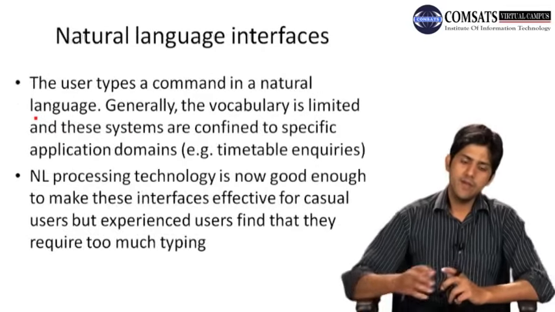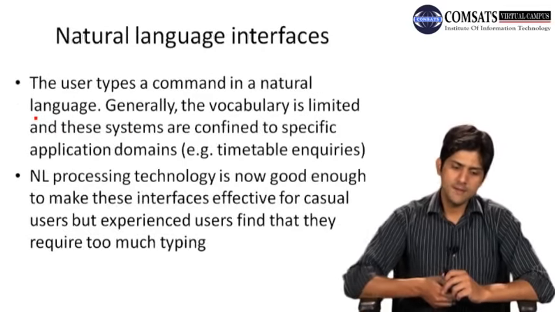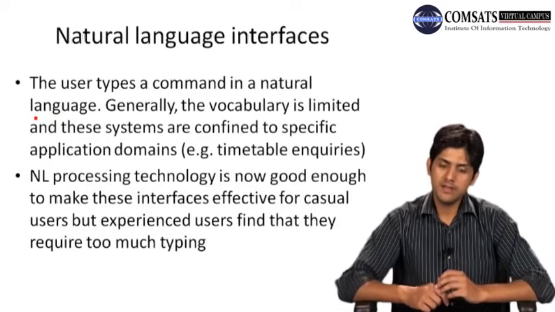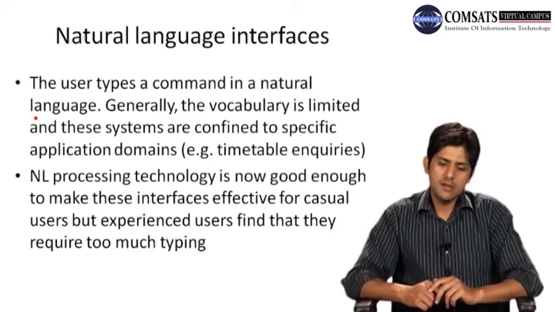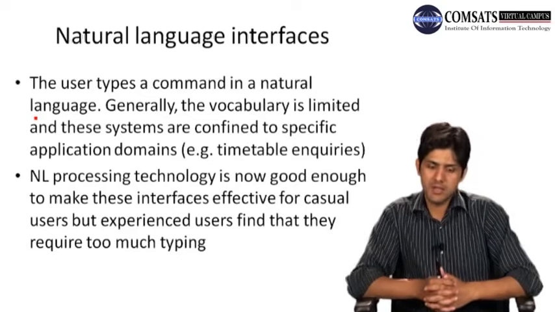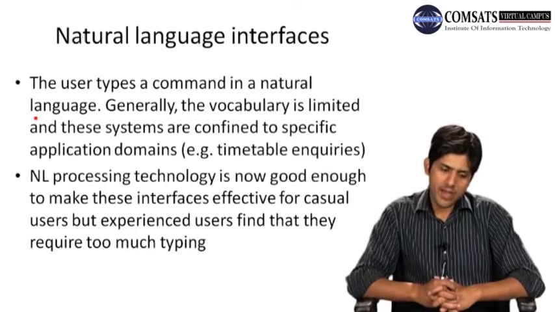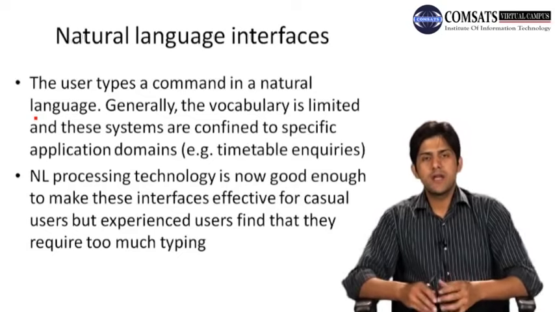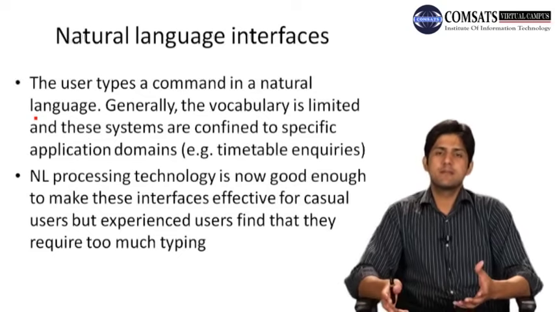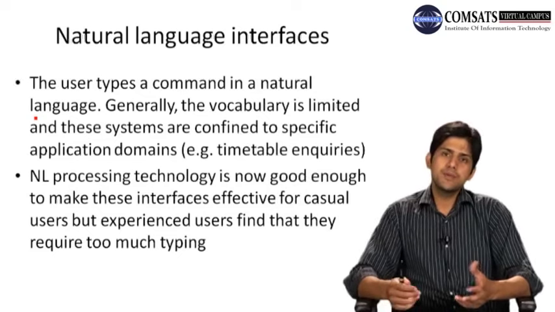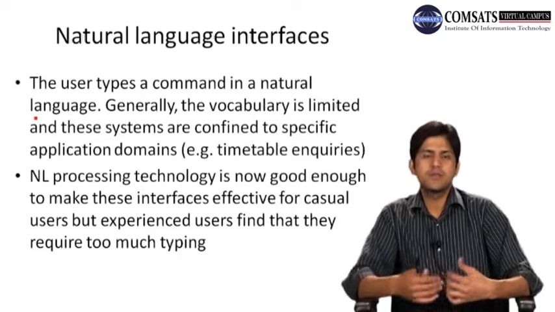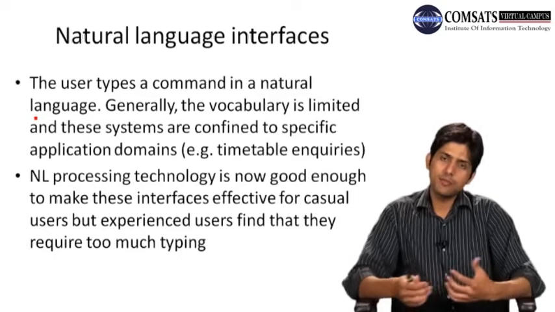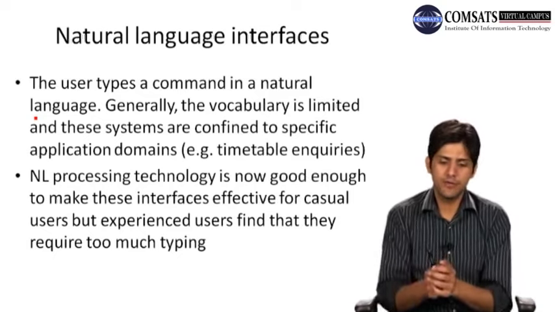Okay ji. And then finally we have these natural language interfaces. What do the users do? The user types in a command in a natural language. Mostly it's English, and generally the vocabulary is limited and these systems are confined to specific application domains, ठीक है. And इसकी वजह क्या है कि आपकी नेचुरल लैंग्वेज जैसा इंग्लिश के अंदर तो बहुत से वर्ड्स हैं, ठीक है. अब अगर आप उसको कंपैटिबल बनाना चाहते हैं कि हर तरह की इनपुट ले ले, ठीक है, then that would require lots of computation, okay, which is not possible. तो हम इसको थोड़ा सा confine कर देते हैं for a certain domain.